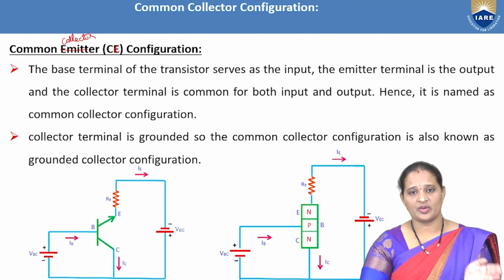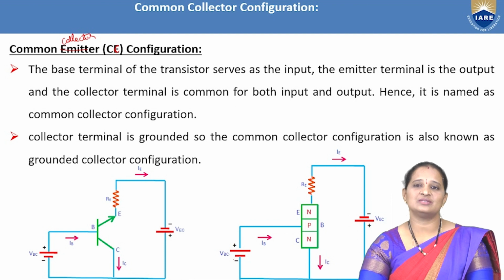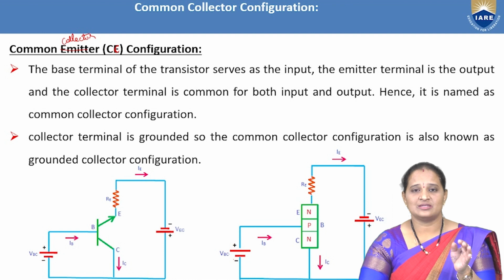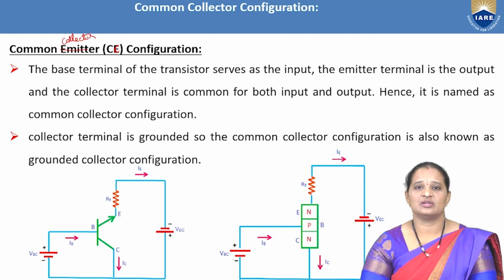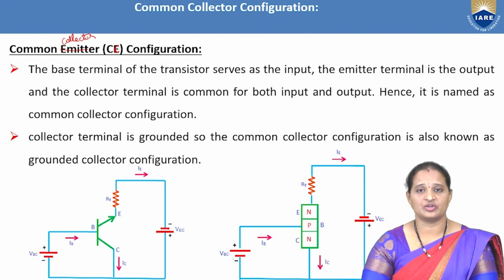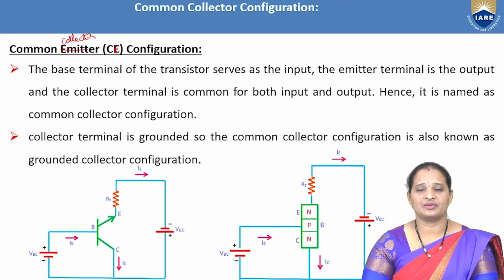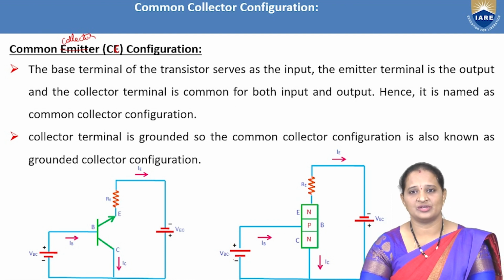As the collector is common between both the input and output terminals, we are calling this configuration common collector configuration. Here, as it is a common collector configuration, we have to remember that the collector terminal is grounded, and hence the common collector configuration is also known as grounded collector configuration.